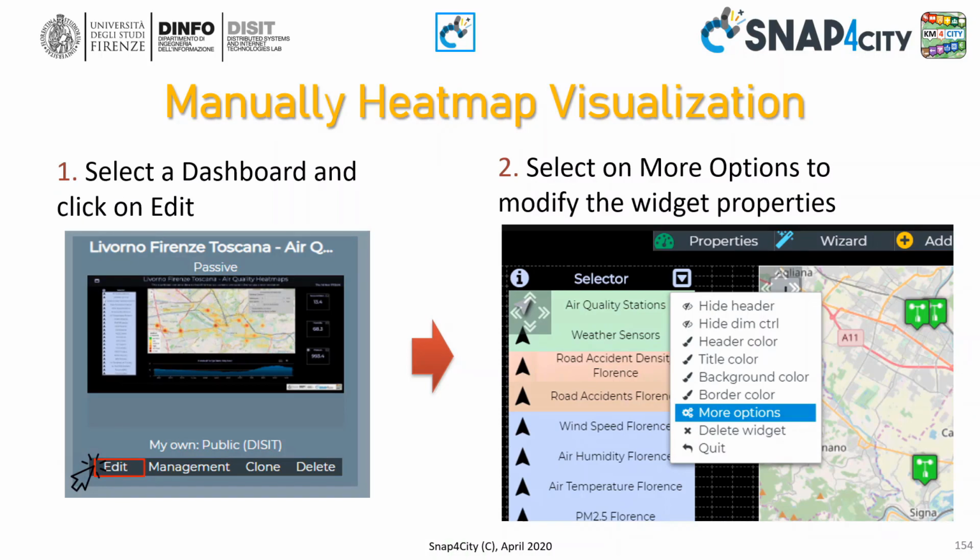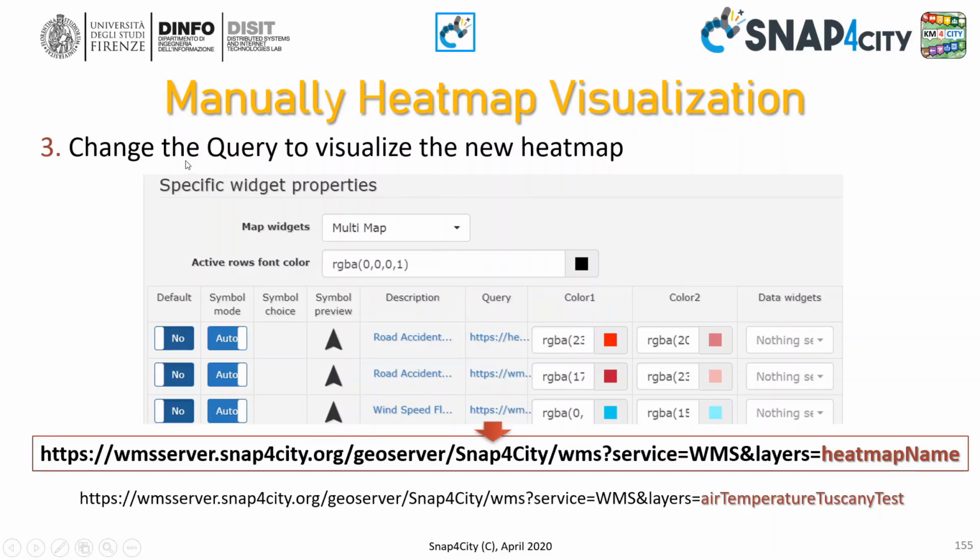Now we want to select this dashboard and manually insert on it a specific dashboard. So we click here on Edit, and then, just clicking here on More Options, we modify the widget properties. Now you can change the query to visualize your new heatmap, changing the heatmap name at the end of this query. The name of our map is Air Temperature Tuscany Test, so this one will be the new query.